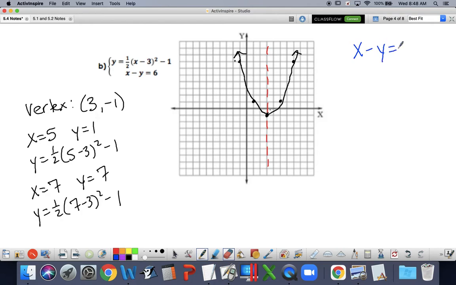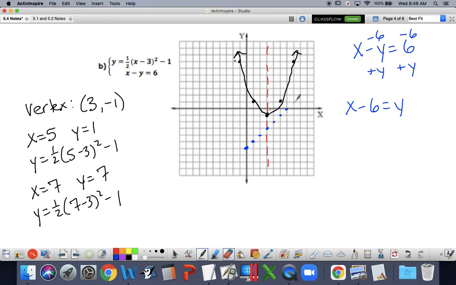I have x minus y equals 6. I would love to put this in y equals mx plus b form. So I'm going to add y to both sides, and I'm going to subtract 6 from both sides. So I get x minus 6 equals y. Perfect. Now it's in slope-intercept form. My y-intercept is negative 6. Perfect. And my slope is up 1, right 1. So I'm going to draw a line.